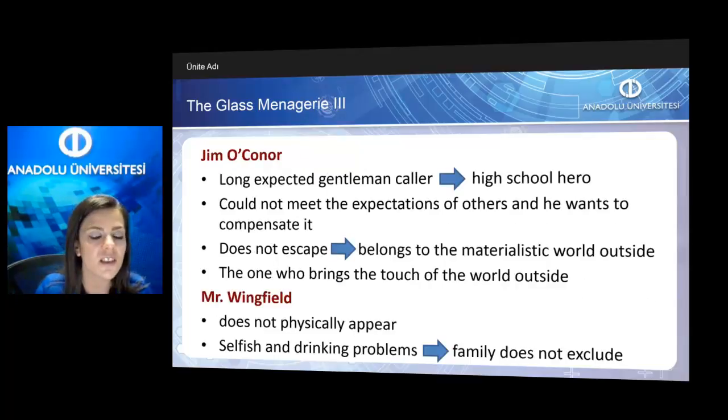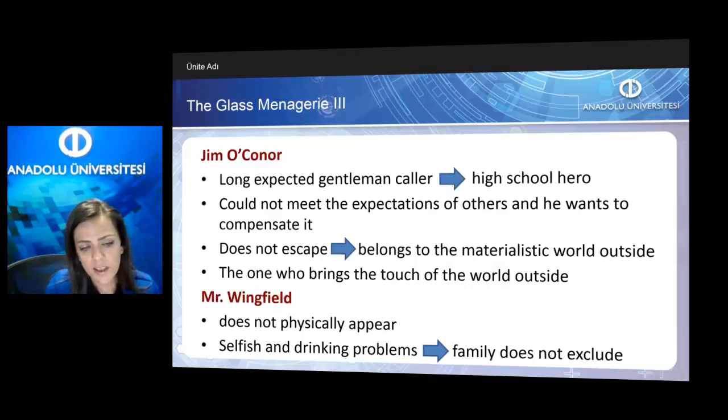Jim O'Connor is a gentleman caller in the play. He is long expected. He is also the high school hero of Laura. But he is also the character who couldn't meet the expectations of others. But he wants to get over this. He wants to compensate for it somehow. Unlike the other characters, he doesn't want to escape because he belongs to the materialistic world outside. So he is the one who brings the touch of the world outside into the play.